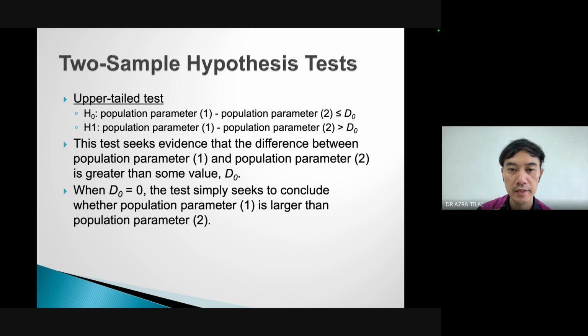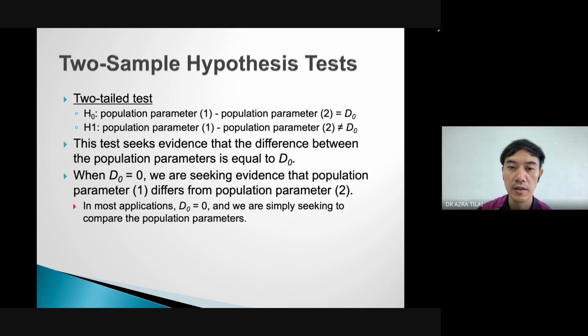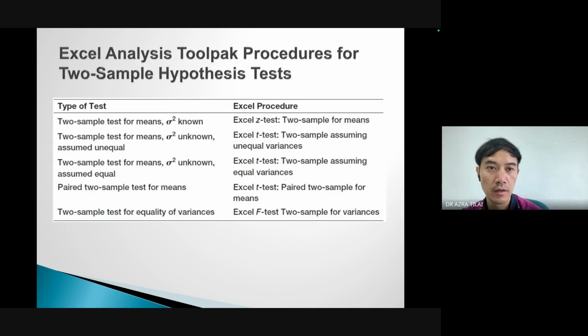So this test seeks evidence that the difference between population parameter 1 and 2 is greater than some value. Okay, it's vice versa, inversely stated. And then of course we have the two-tailed test. Two-tailed test is equal sign or not equal. So the test seeks evidence that the difference between the population parameters is equal to the value.